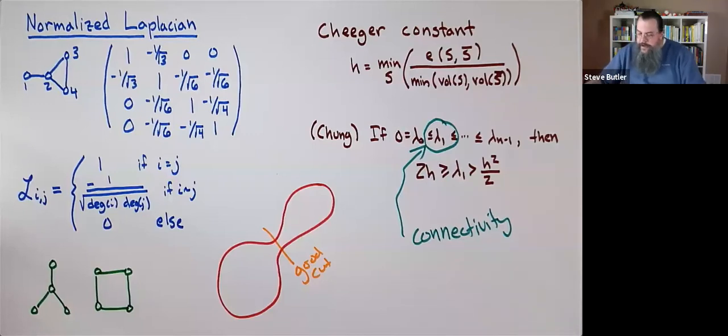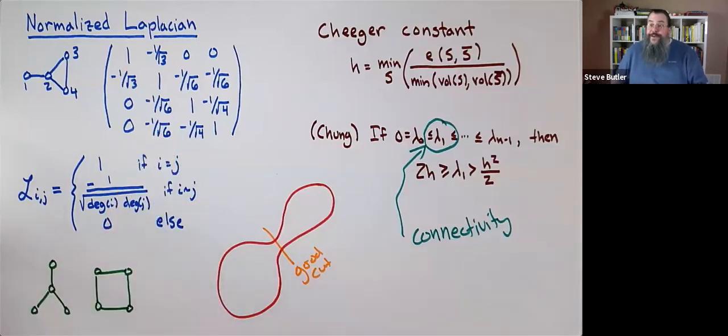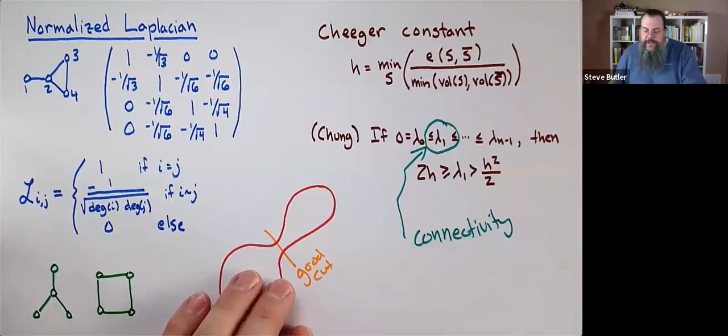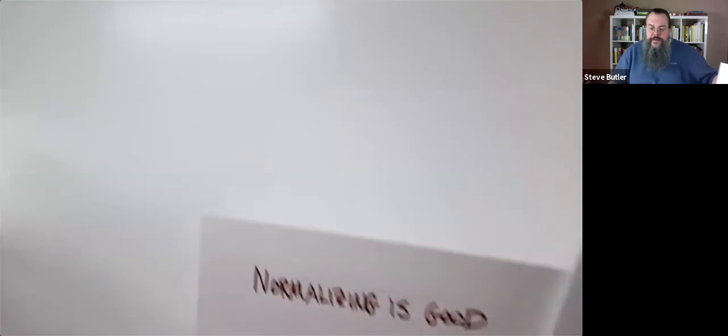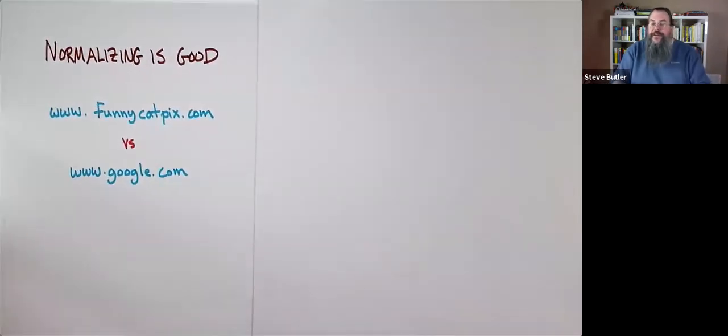Okay, now one question that often gets asked with the normalized Laplacian is, is all this normalizing good for us? We have all these square roots. Do we gain anything? Is there something that we can get from it? And my answer is yes, normalizing is good. And so to motivate this, I want to give an example.